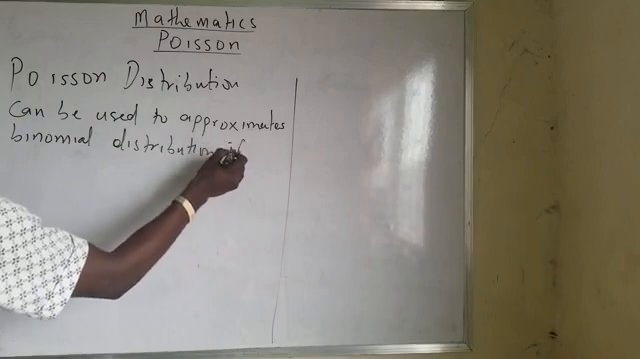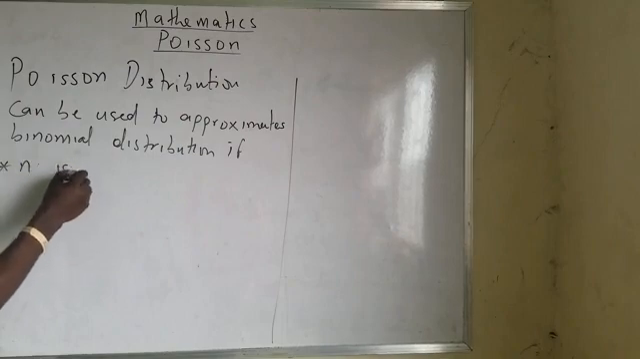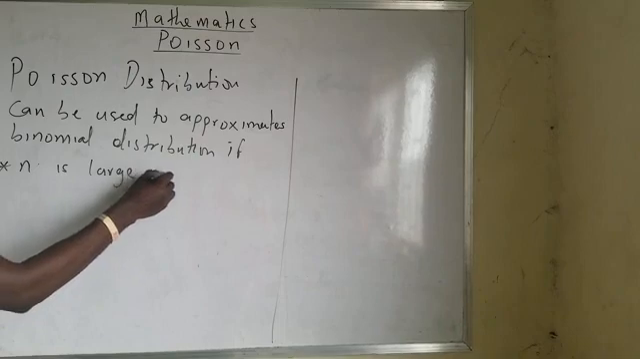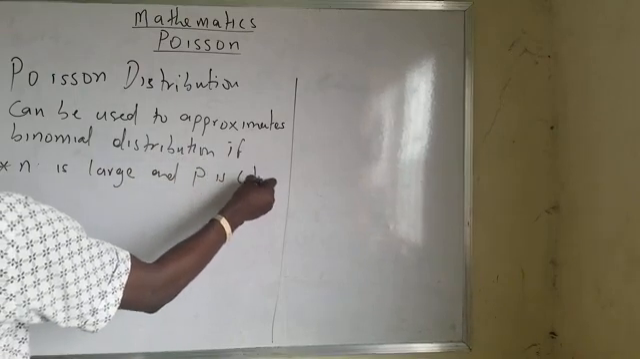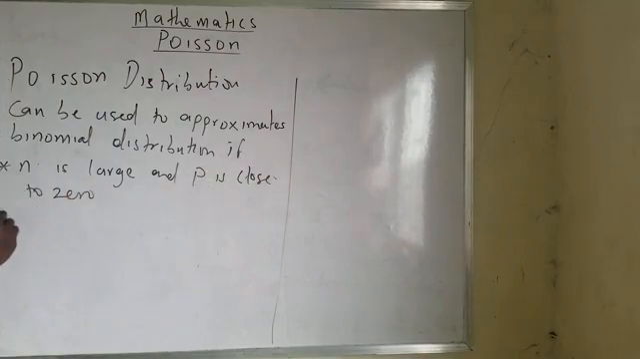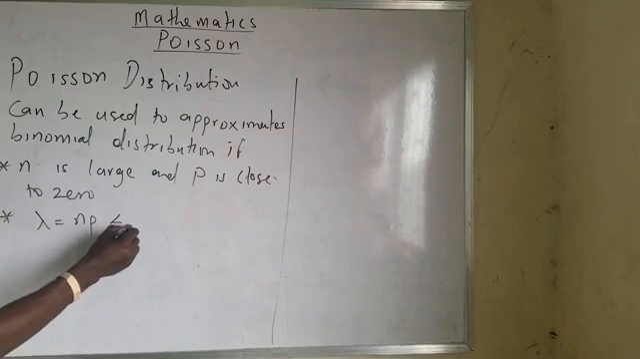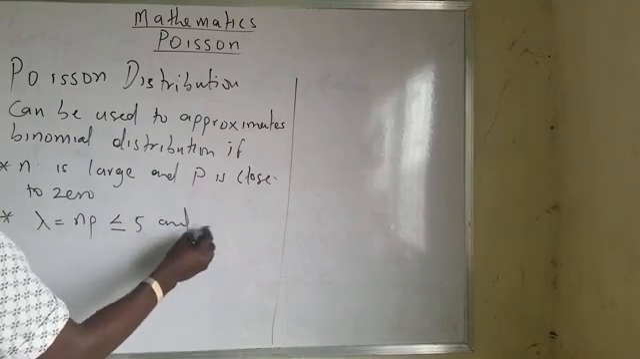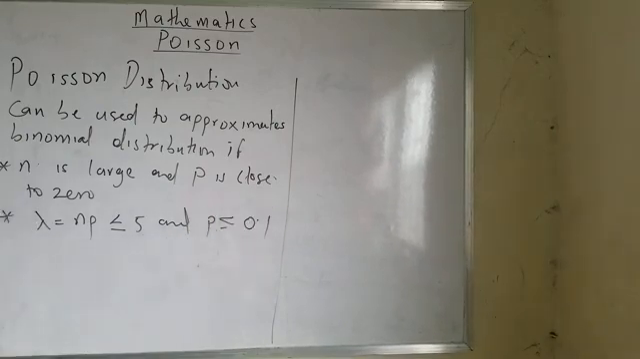If, condition one, n is large and p is close to 0. Our lambda, which equals np, is less than or equal to 5, and our p is less than or equal to 0.1. That is very important when we're talking about Poisson distribution. These are the things you need to understand.